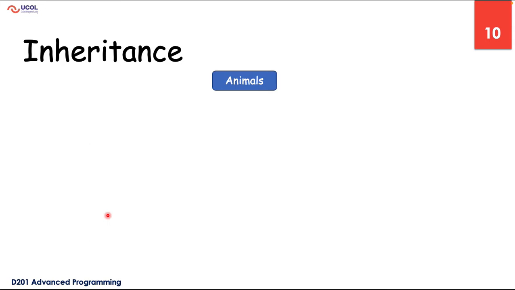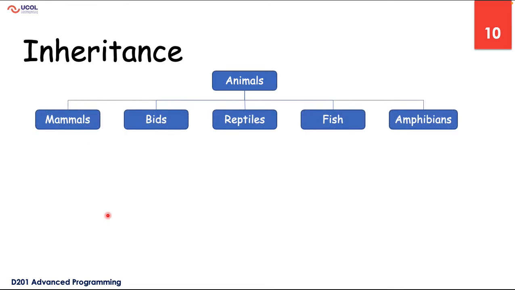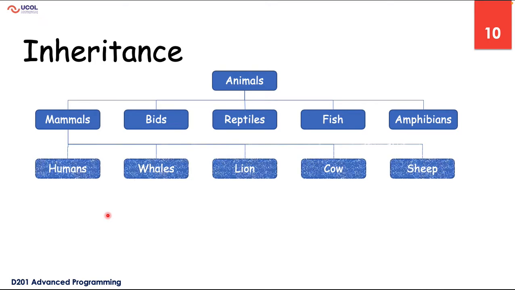So consider that we have animals. In the animals we have different types of animals. We have mammals, we have birds, we have reptiles, we have fish, we have amphibians. And under the mammals we have humans, we have whales, we have lion, we have cow, we have sheep. They are sharing a bulk of it, the body structure and the body systems, but still they are different from each other.